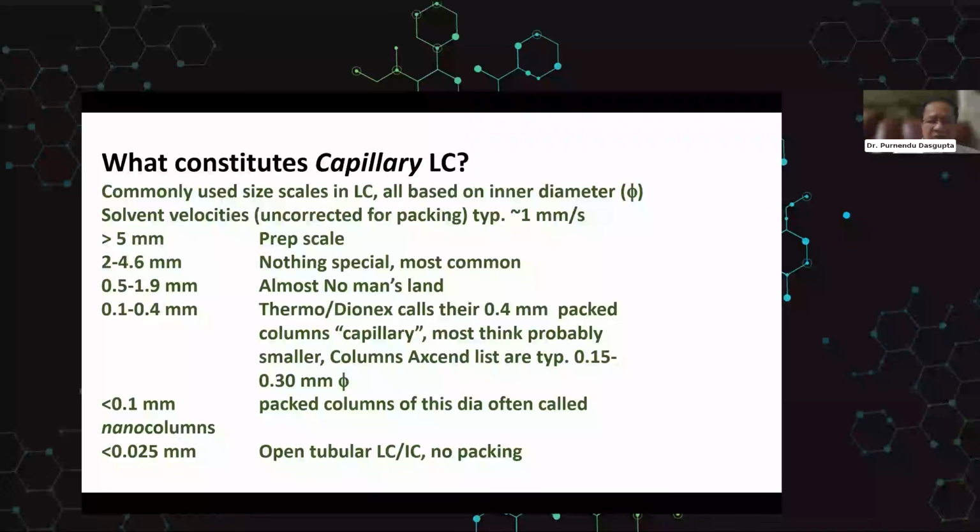Most people think capillaries begin smaller, probably 300 micron, 250 micron. If you look at Axcend's recommended columns, all the columns are 150 to 300 micron in range. So there is a new thing that's emerging that people call nano columns, although it's still 100 micrometers in diameter, nothing nano about it, except the flow rates now are in nanoliters per minute.